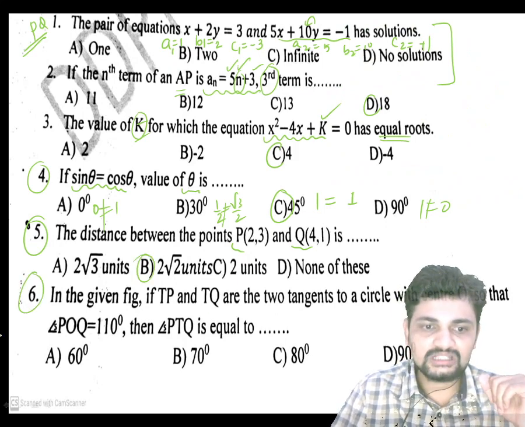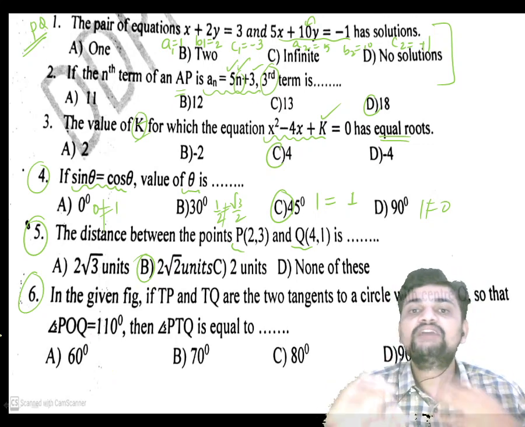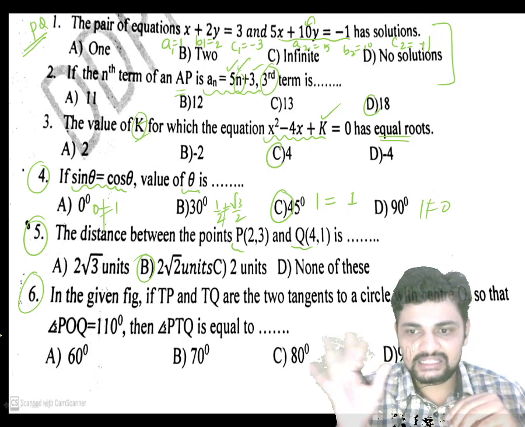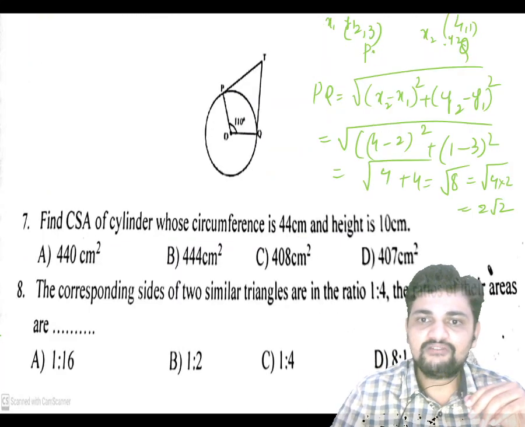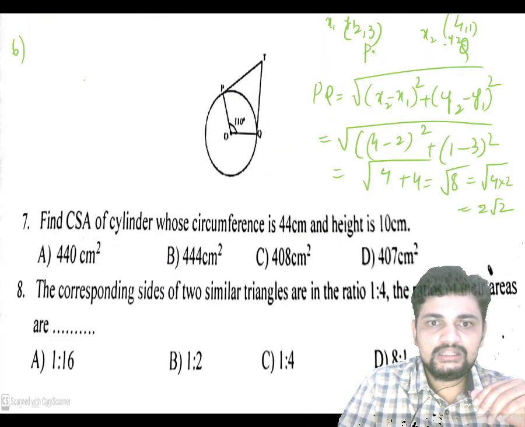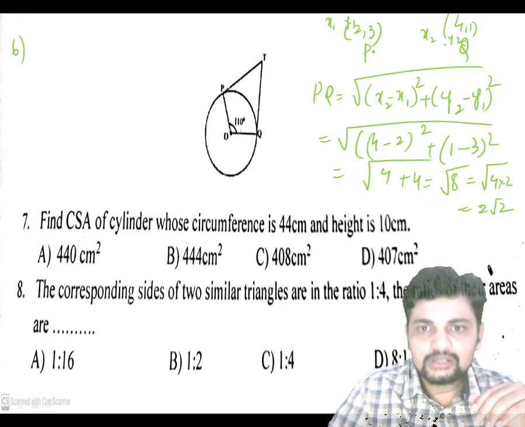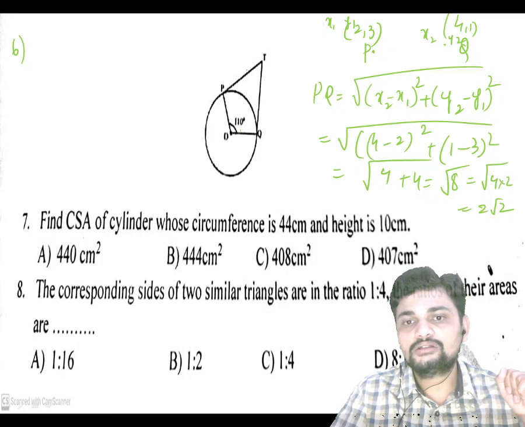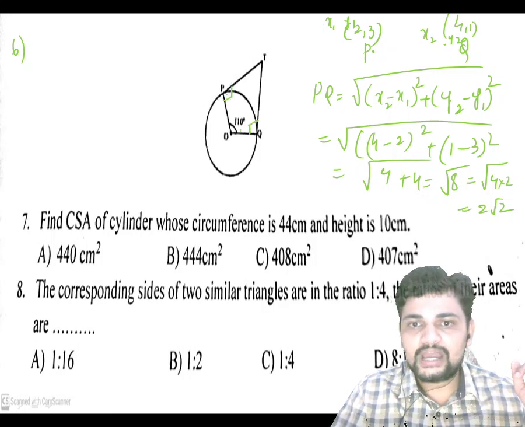Now in question number 6, they are using the property of quadrilateral. So we know that the sum of four angles in a quadrilateral is 360 degree. There is one diagram given here. So in this diagram, angle O is 110. So we know the property which we studied in the circles chapter, the tangent drawn to a circle at any point makes an angle of 90 degree. So angle P and angle Q will be 90 degree in this case.